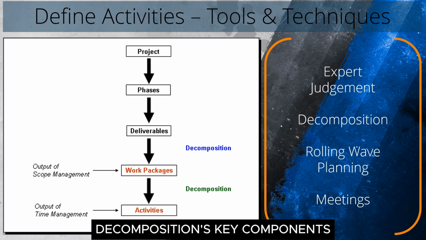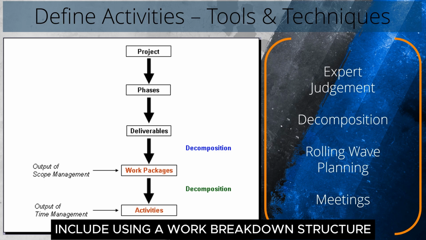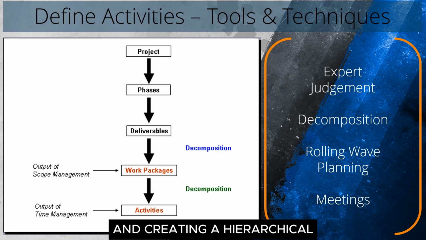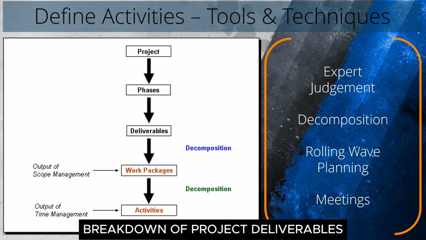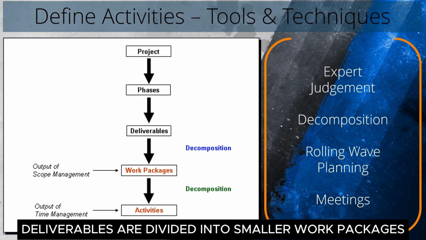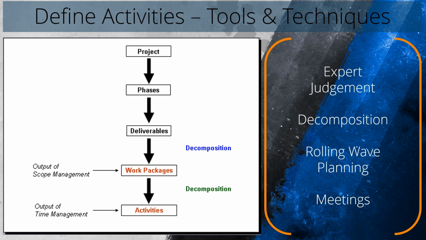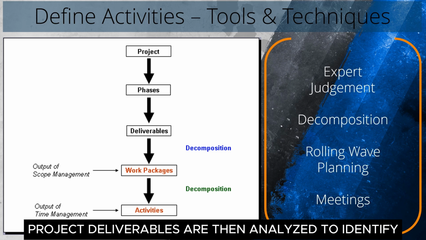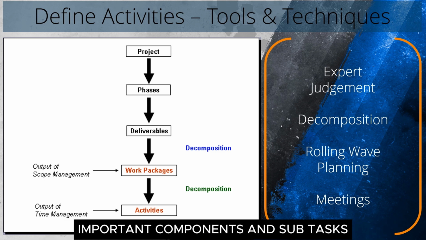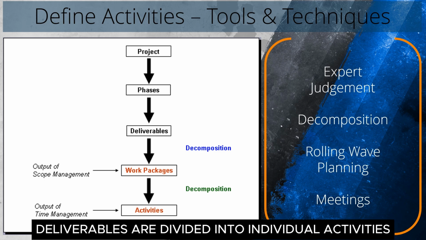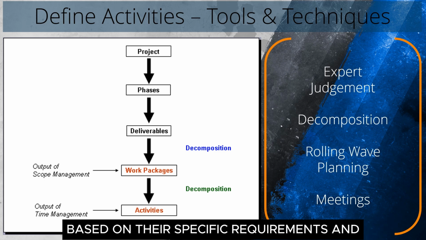Decomposition's key components include using a work breakdown structure and creating a hierarchical breakdown of project deliverables, where deliverables are divided into smaller work packages, which are then further subdivided into activities. Project deliverables are then analyzed to identify important components and subtasks. Deliverables are divided into individual activities based on their specific requirements.